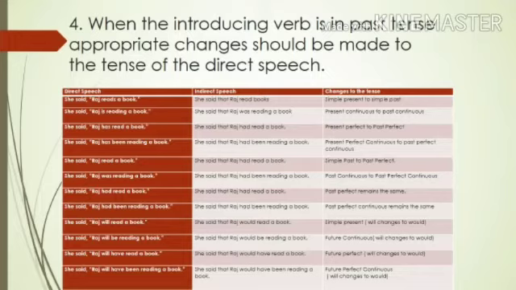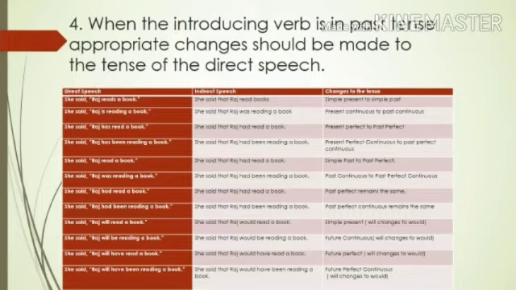I have given you a detailed description of how the quoted sentence will change depending on the tense of the sentence. Look at the first example. She said, "Raj reads a book." Indirect speech: She said that Raj read books. Simple present to simple past. Quoted sentence is in simple present, it changes to simple past.